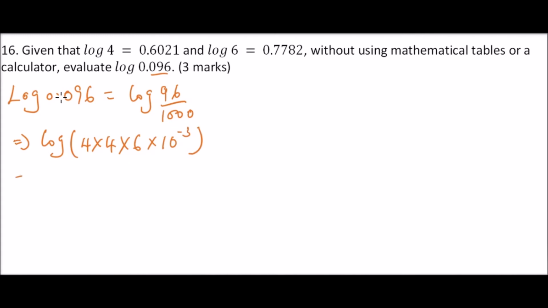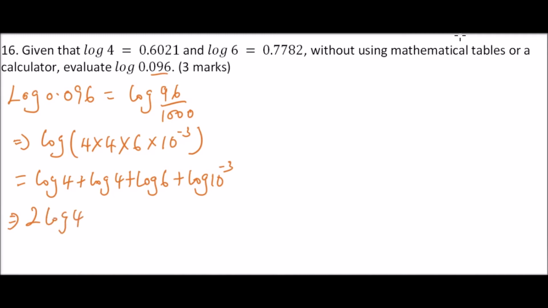Then this can be written as the logarithm of 4 plus the logarithm of 4 plus the logarithm of 6 plus the logarithm of 10 to power minus 3. So once you write that, close the bracket there, then you can say this implies that 2 log 4 plus log 6. This can be written as minus 3 log 10.